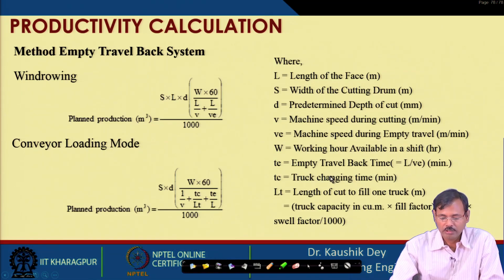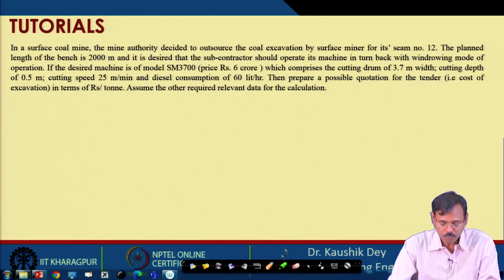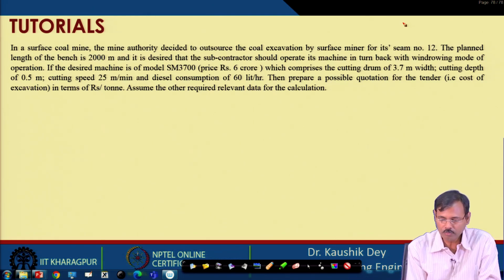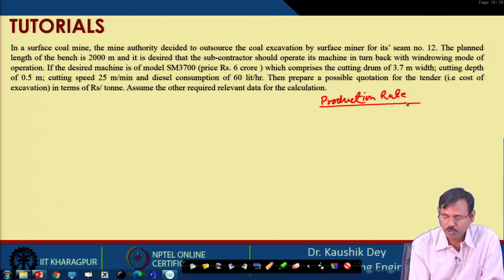So, once again look into this formula, these are already given. Now, I just reduce the size of this, so that I can solve at this place. So, you have to find out the production rate, and a number of data needs to be assumed.